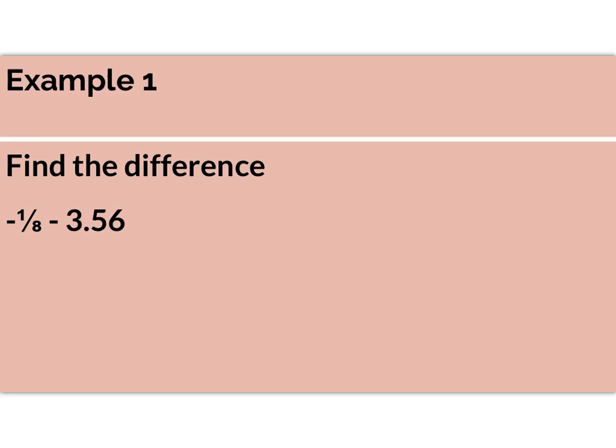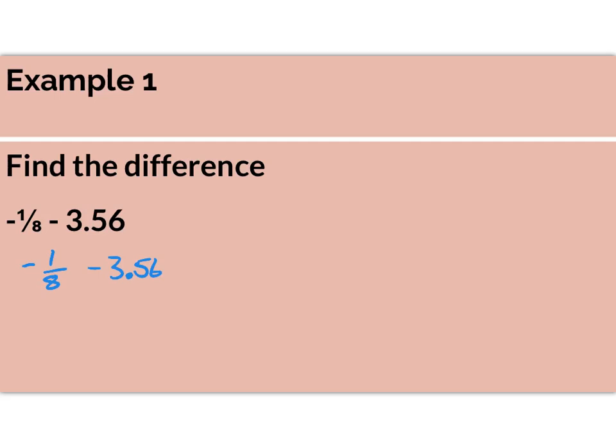Our first example, find the difference. Negative 1/8 minus 3.56. Now, what we're going to see is that one is a fraction and one is a decimal, so you're going to have to turn one of them into a fraction or the other one into a decimal. And for my money, I always say turn everything into a decimal. It's just far easier to deal with.